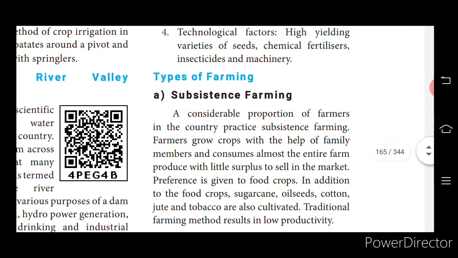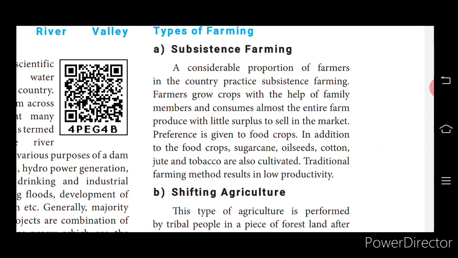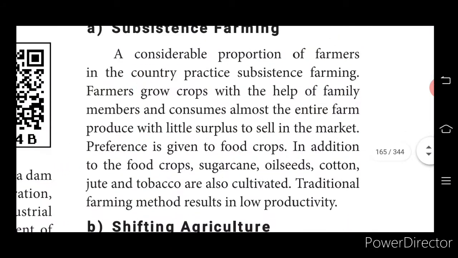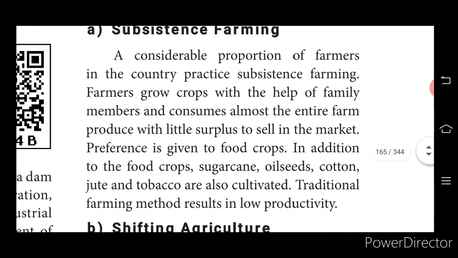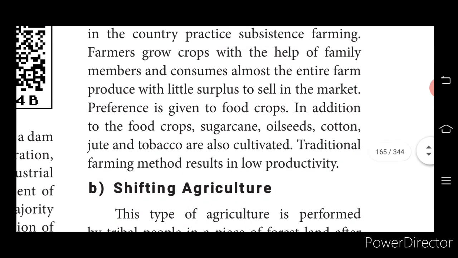Now coming to the types of farming. One type is subsistence farming. Subsistence farming means farmers grow crops with the help of family. Their family members will be growing them. Sugarcane, oilseeds, cotton, jute and tobacco are also cultivated.